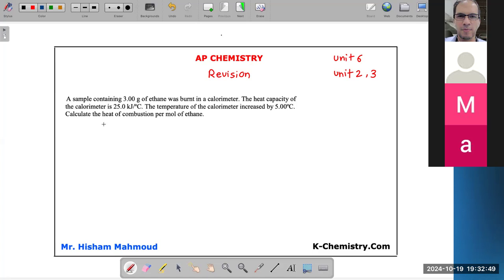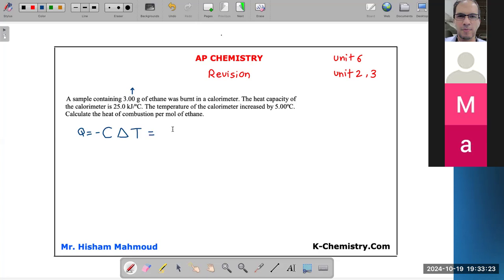I have the mass of ethane, that's 3 grams. I have the C, which is 25 kilojoules per degree Celsius. And I have the change in the temperature, which is 5 degrees. We know that if we have only the heat capacity without the specific heat capacity, the equation will be Q is equal to negative C delta T directly. So negative heat capacity multiplied by delta T.